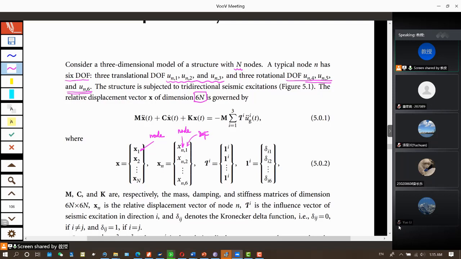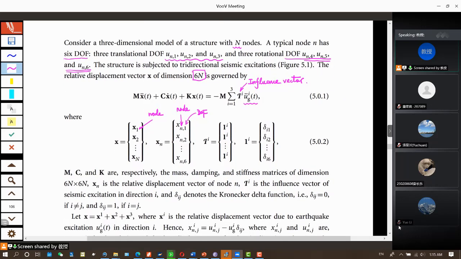Vector, and it transfers the effect of ground motion to equivalent force. Okay, so that's the contribution or influence of each ground motion on the excitation. So it's explained here. This big I stands for influence. Small i means the direction of excitation. It is the influence vector of seismic excitation in direction i.